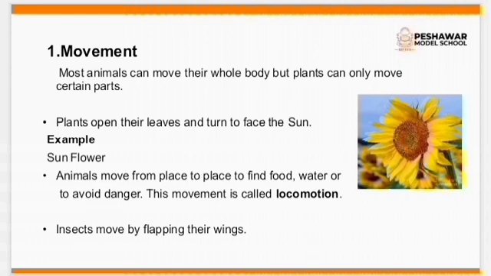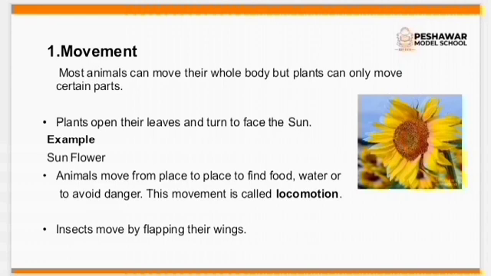Movement. Most animals can move their whole body, but plants can only move certain parts. Plants open their leaves and turn to face the sun. If I am going to give you an example, it's the sunflower. The leaves of the sunflower change direction or turn its face to the sun. This is what? This is its movement.